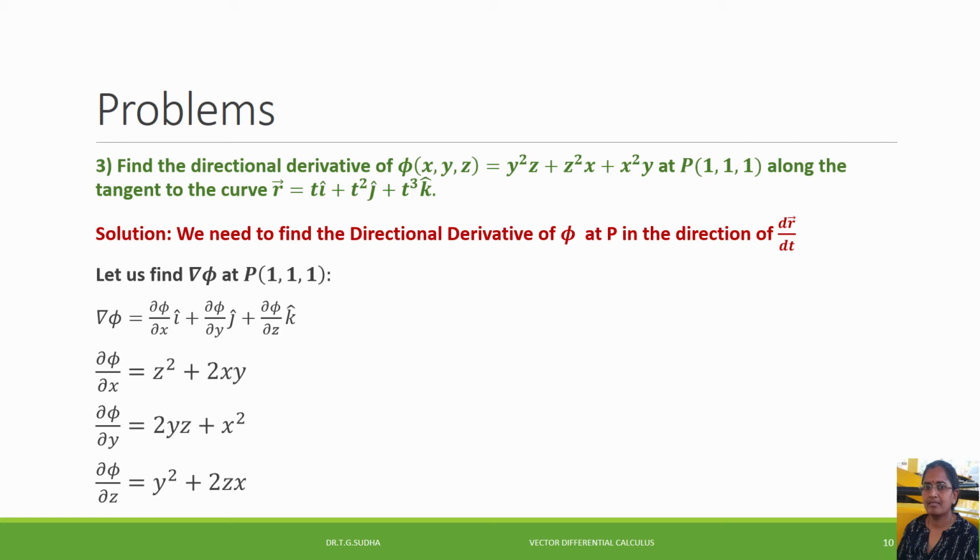Next the partial derivative with respect to z. So we have y square z. Y is a constant, so y square into 1 gives us y square. Next plus z square x. Z square on differentiation gives 2z into x. So it is 2z into x. Next the third term x square y is a constant, so it becomes 0. So these are the three partial derivatives of phi with respect to x, y and z. Let us substitute these values in the expression for del phi.